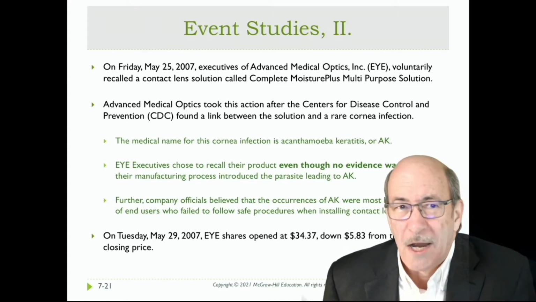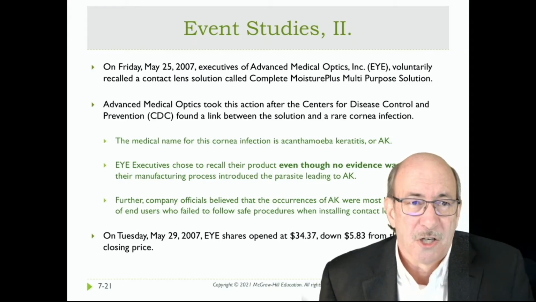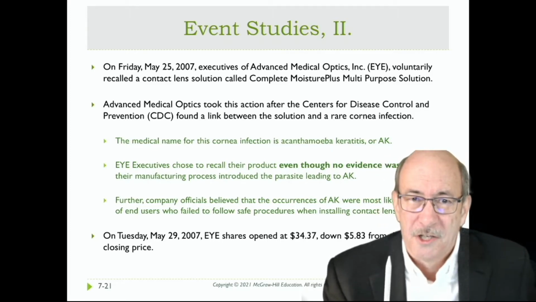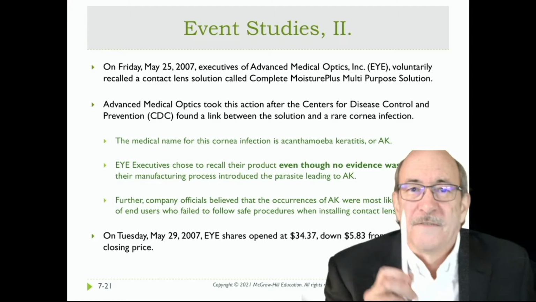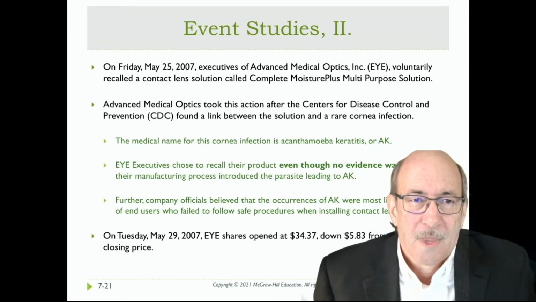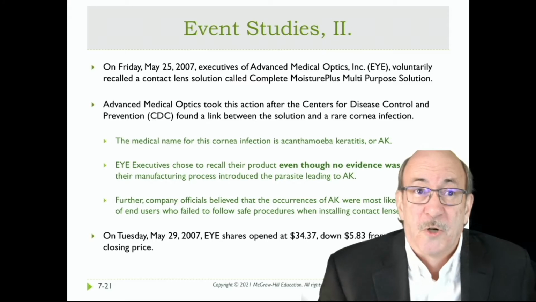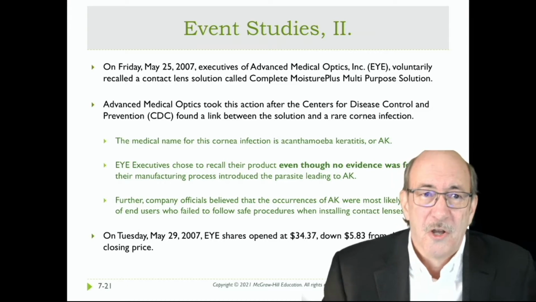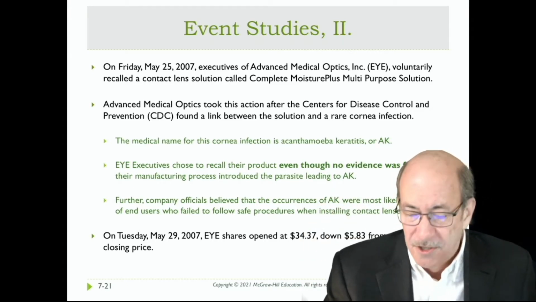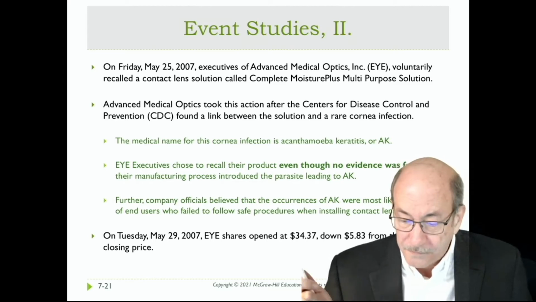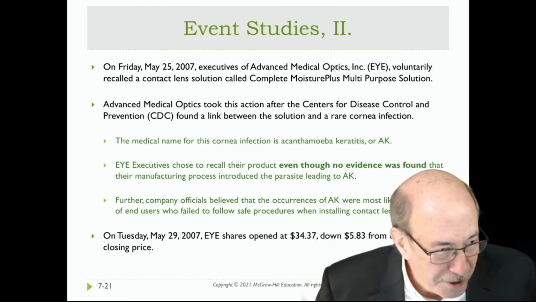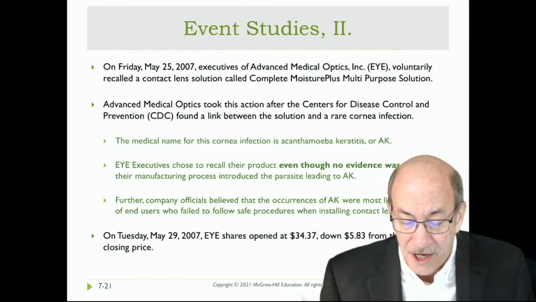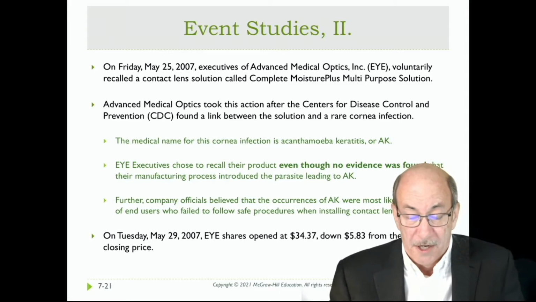So they weren't required to, and in fact the correlation was not proven to be causal, and that's an important difference, right? There's correlation and there's causality. It's easy to find correlation. You run a regression and you can find correlation. It's much more difficult to prove causality. And causality meaning that the lens cleaning solution was causing the occurrence of this rare cornea infection. In any case, the company pulled its product from the market.